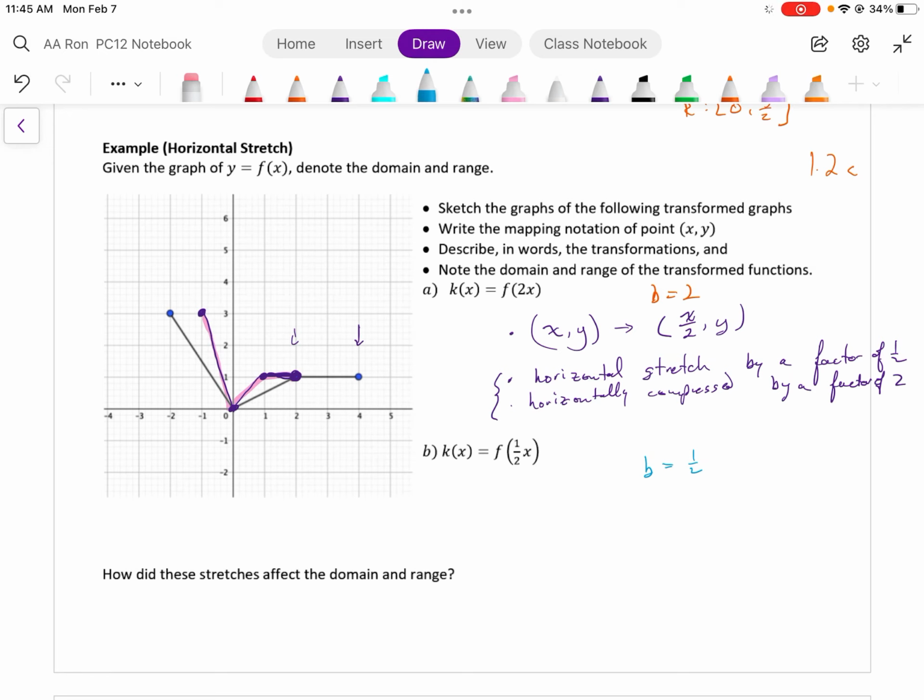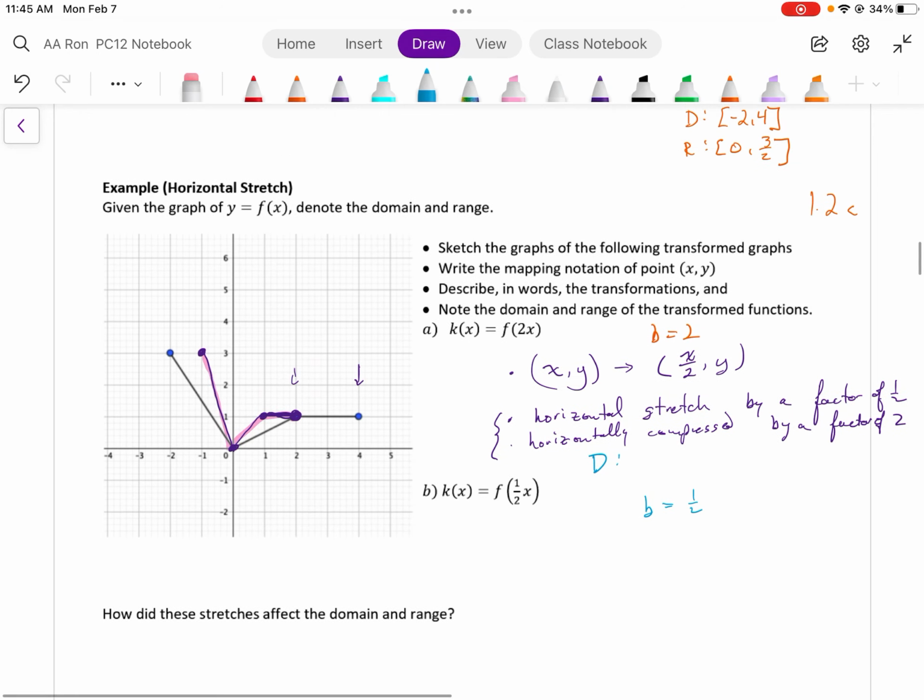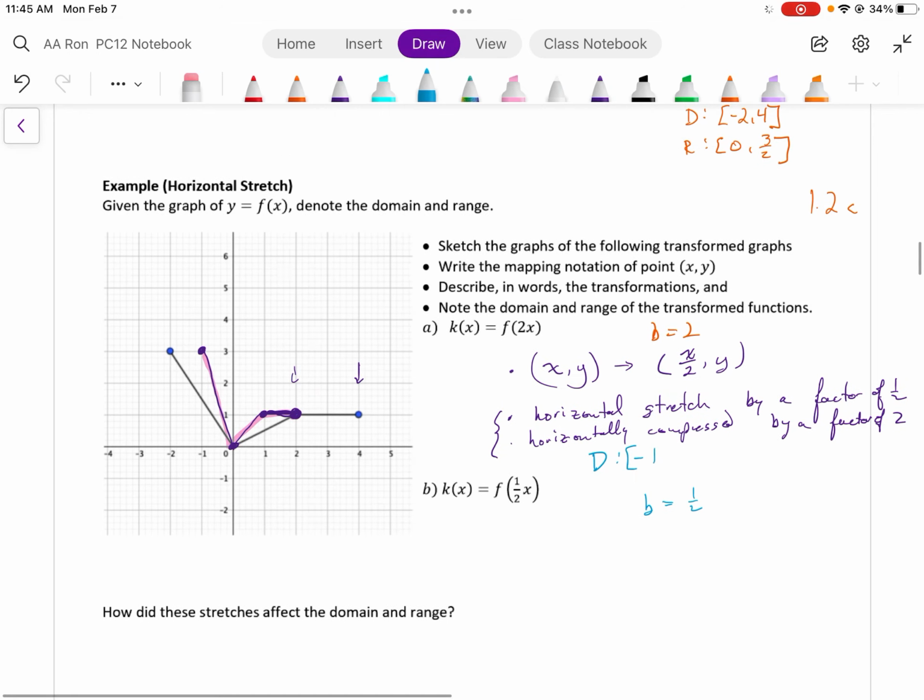The domain. Well, the domain of the pink graph was -2 to 4, but magically it goes down to -1 to 2. Well, that makes sense because we compressed this by a factor of 2, stretched by a factor of 1/2. My range, guess what? My range remains the same because the transformation was on the x, not on the y.